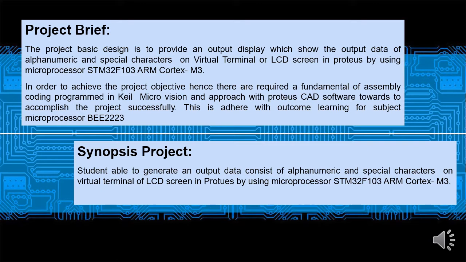The synopsis of the project: the student is able to generate and output data consisting of alphanumeric and special characters on a virtual terminal or LCD screen in Proteus by using the microprocessor STM32F103 ARM Cortex M3.